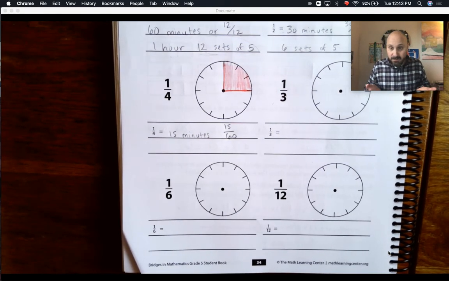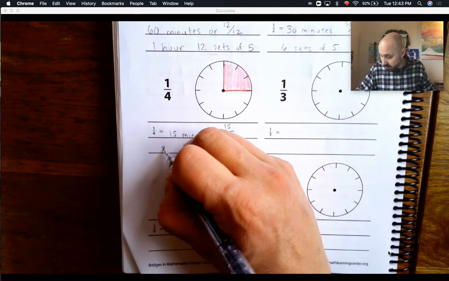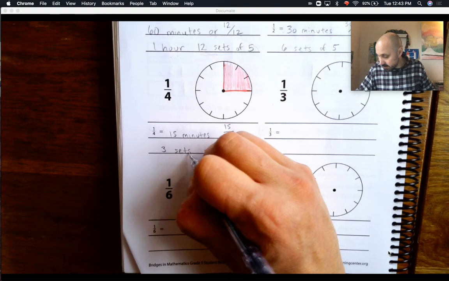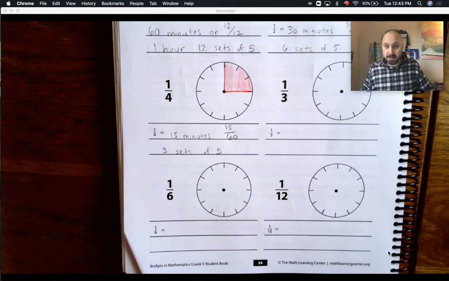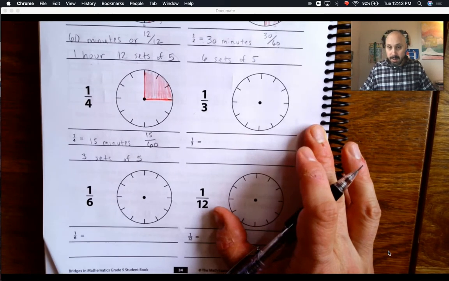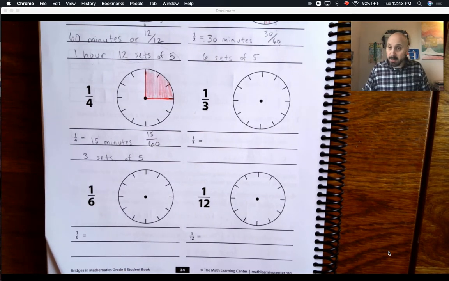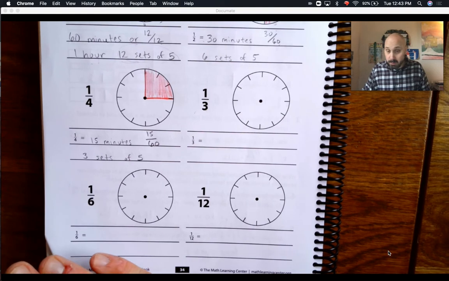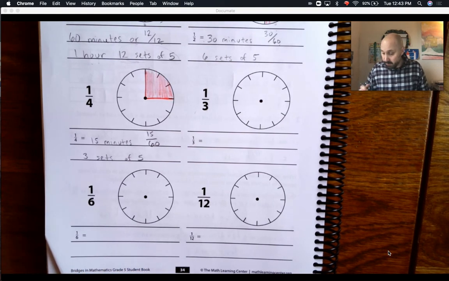How many sets of 5 are in here? 1, 2, and 3. There are 3 sets of 5. Okay, 15 minutes, 3 sets of 5. I'm going to move this over a little. Okay, 1/3. This is interesting. We can break our clock into thirds evenly, which we cannot do with our money model with hundredths, but we can with the twelfths, right?